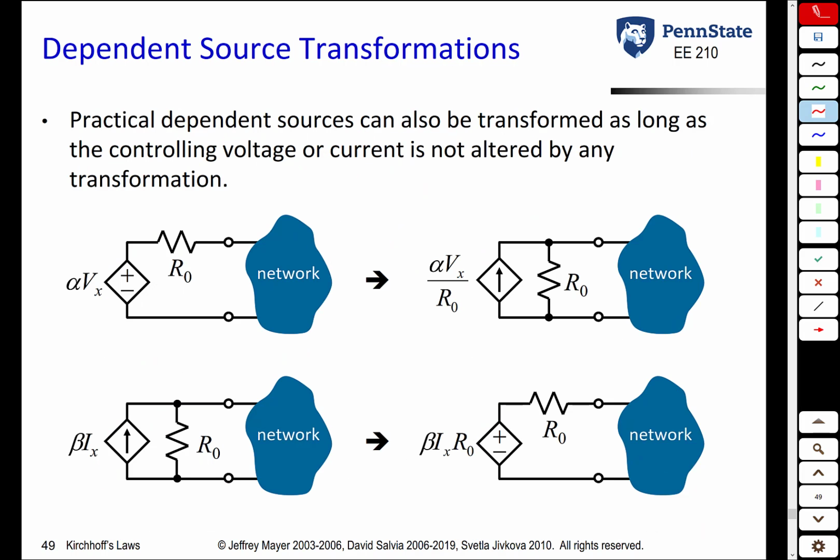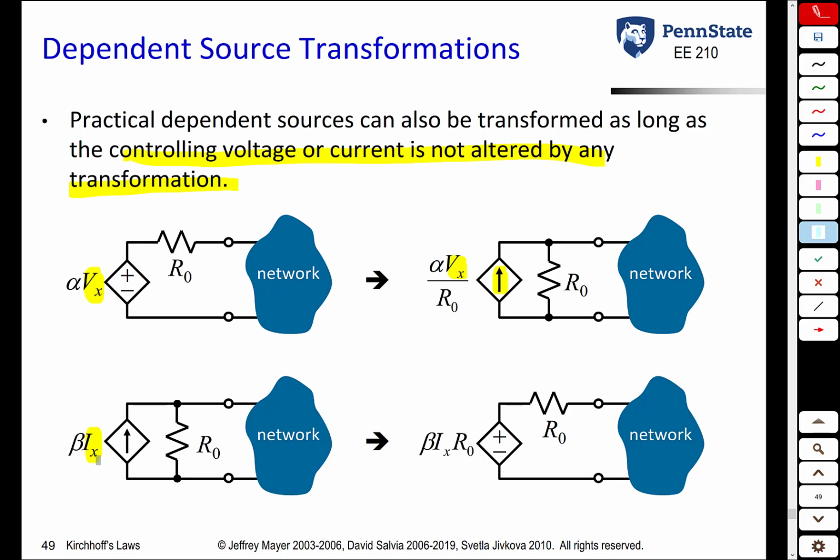Another important point is with dependent sources. You can do source transformations with dependent sources, provided that you're not altering the controlling voltage or current when you do the source transformation. So remember, you always have these controlling variables here. As long as those variables themselves are not messed up by the source transformation, you can take, for example, a voltage-controlled voltage source and turn it into a voltage-controlled current source.